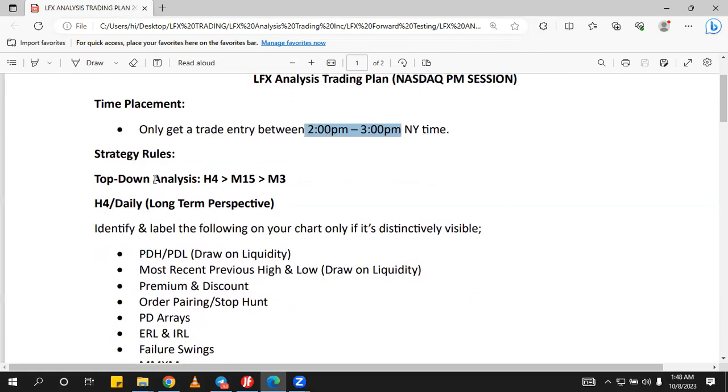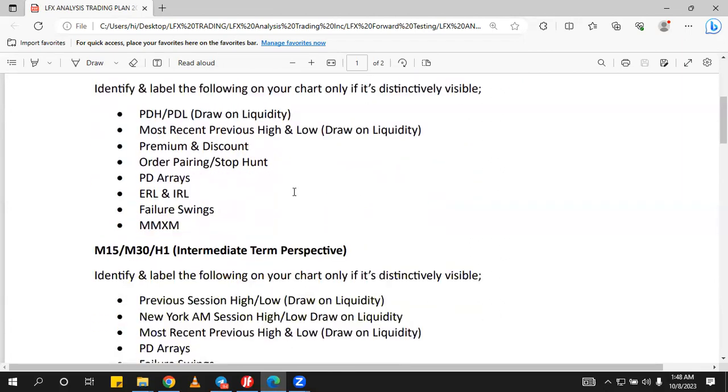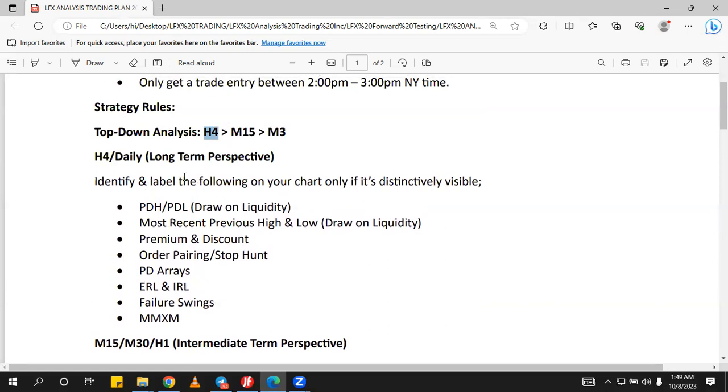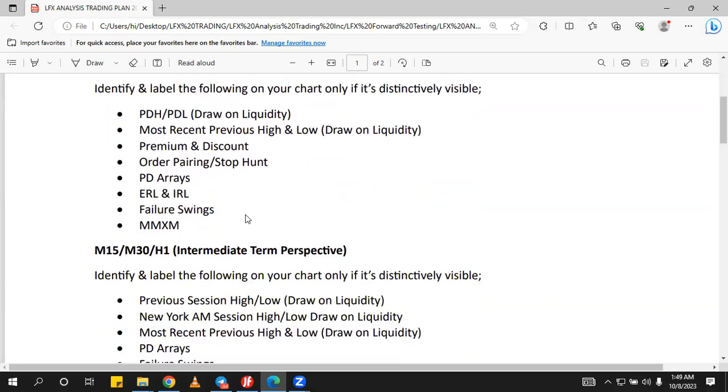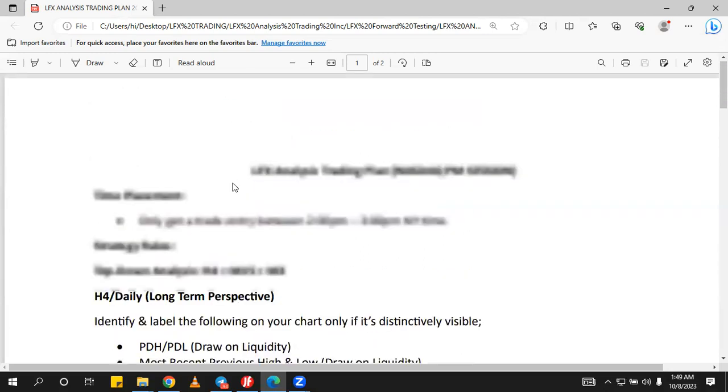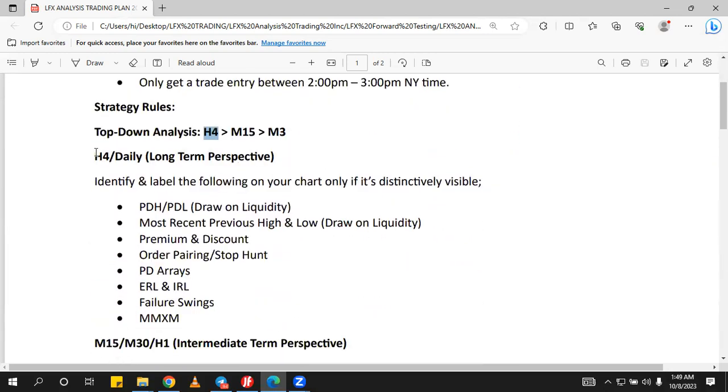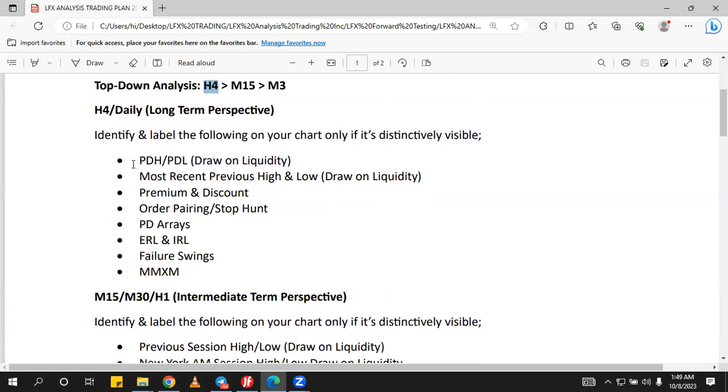Then the top-down analysis, we shall start from H4 up to M3. M3, that is where our trade executions will be confirmed. So here is just a breakdown of the top-down analysis. Of course, I will start with the H4 time frame. If the H4 time frame is not clear, then you can go to your daily time frame. So here we're getting basically the long-term perspective. These are the items that I look out to map on my long-term perspective.